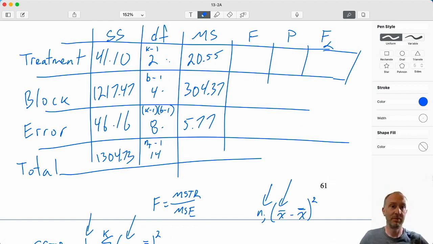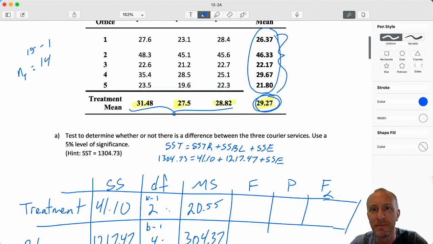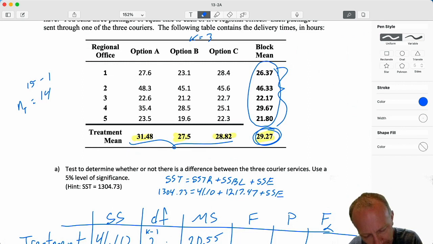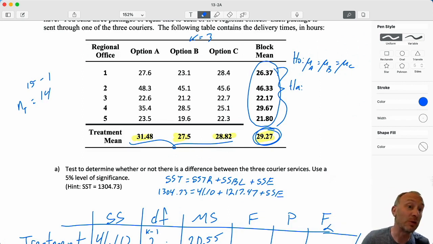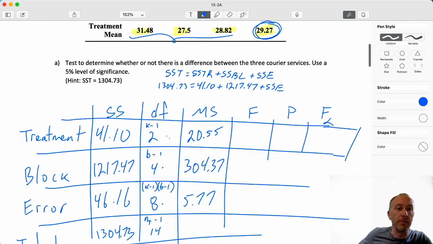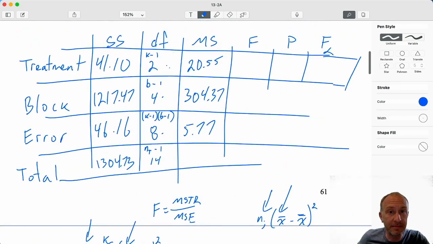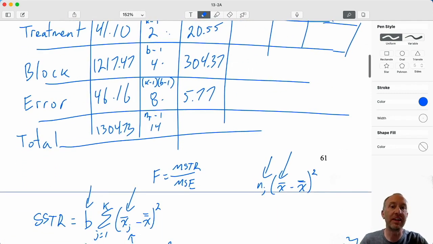If it is, that gives evidence in support of the alternative, which I'm just realizing we forgot to write. Okay, it's the same. Null, we would say mu A is equal to mu B is equal to mu C. The alternative is what you think it is: at least one is different. Okay, so we're doing an F-test. If the alternative is true, MSTR is large relative to MSE.